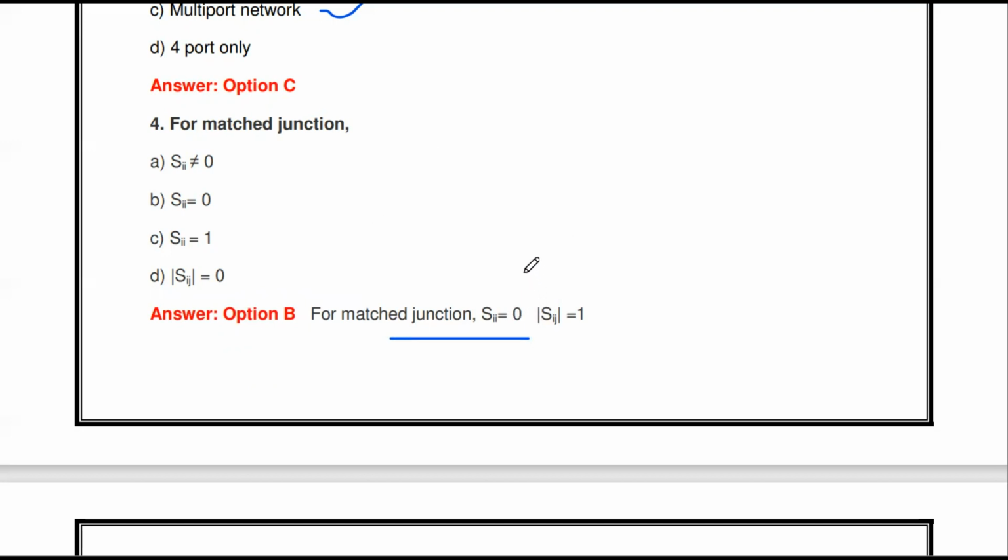What does Sii mean? The diagonal, that is S11, S22, S33, is said to be Sii. So for a matched junction, the S11 value is 0, S22 value is 0, S33 value is 0. This is the condition. Similarly, modulus of Sij equal to 1 is not the condition. So for the matched condition, Sii equal to 0. The second one is the correct choice.